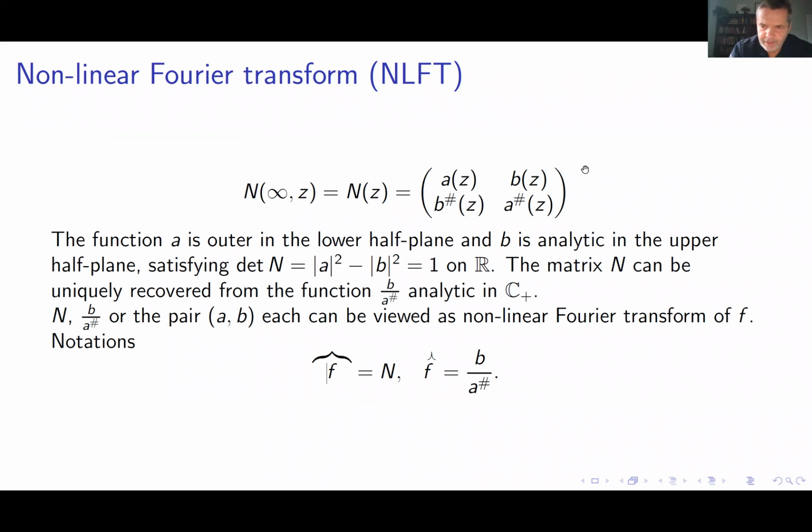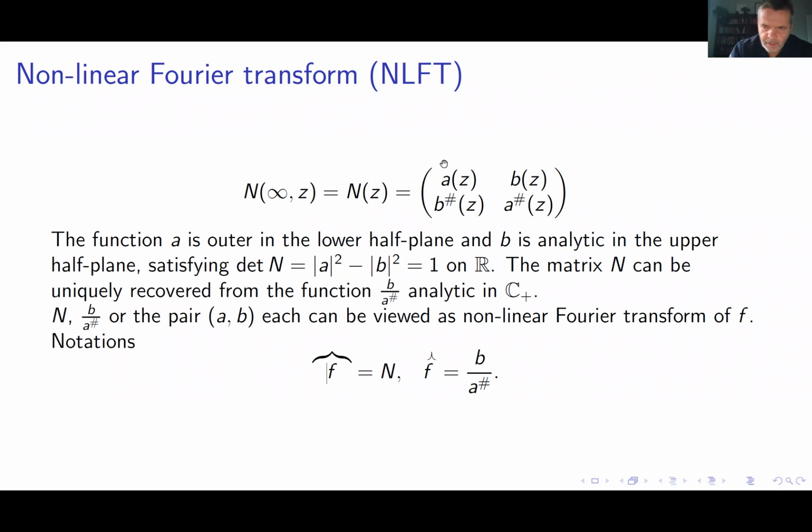Now, for each finite t, the functions A, B, A sharp, B sharp were entire. But as you take the limit, you'll have convergence in half planes, but not in both half planes. So in the limit situation, when F is from L2, it's well known that B will end up being analytic in the upper half plane, and A will be analytic in the lower half plane. And on the real line, we will have this identity because the determinant of the matrix must remain equal to 1. On the real line, A sharp is complex conjugate to A, and B sharp is complex conjugate to B. So we get this identity because the determinant is 1.